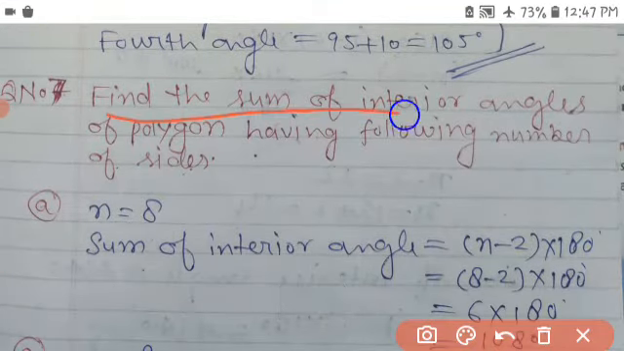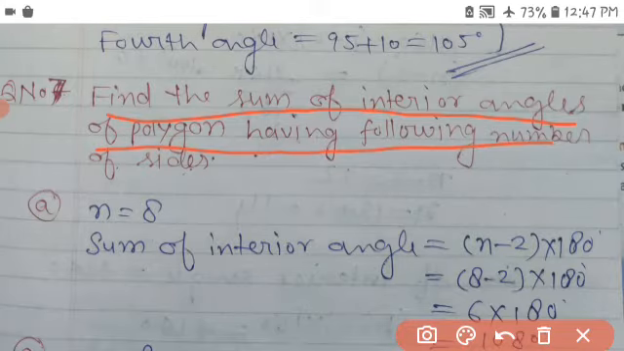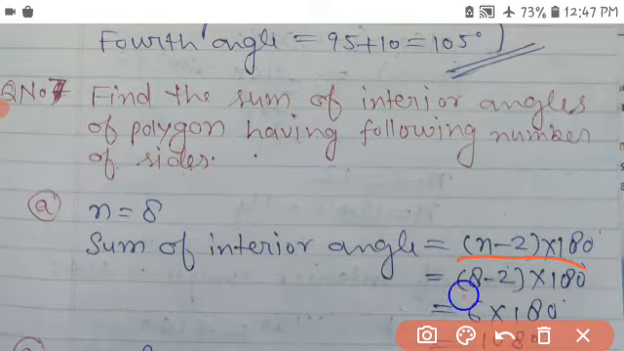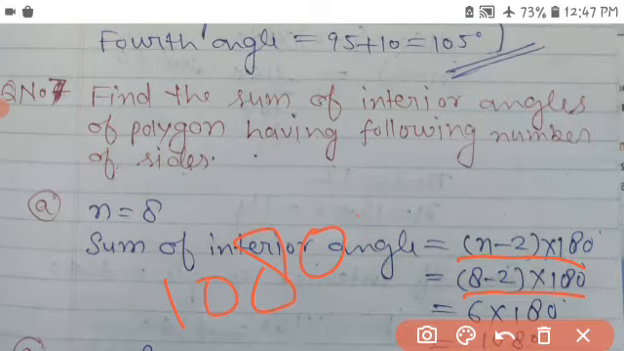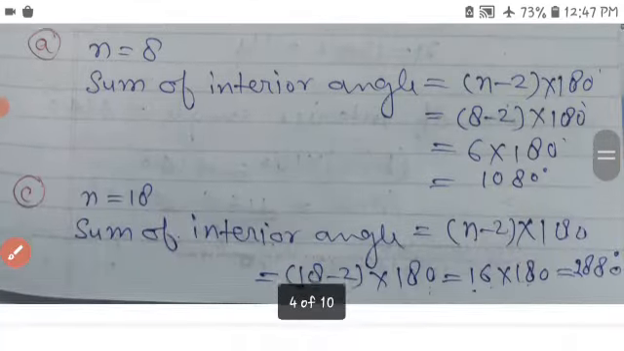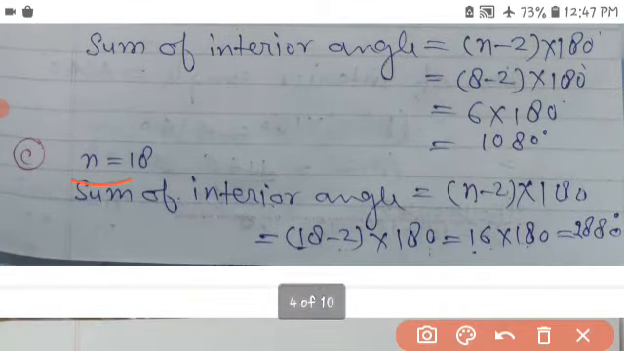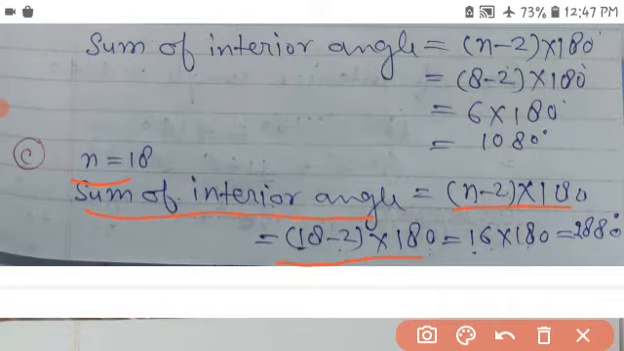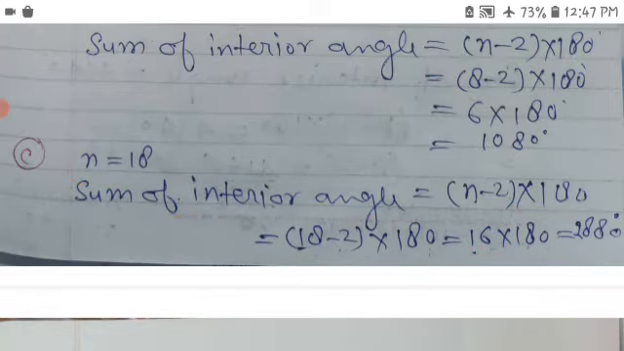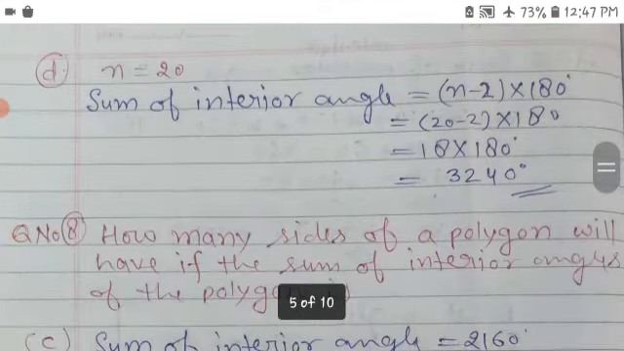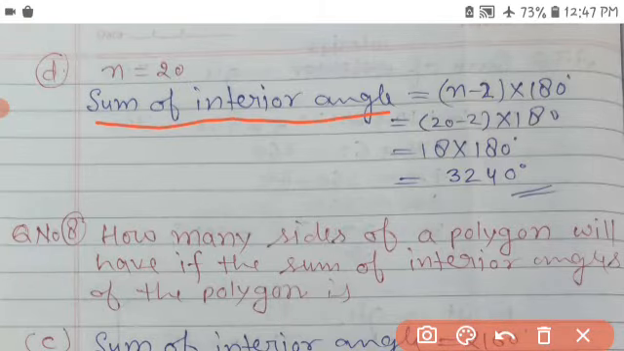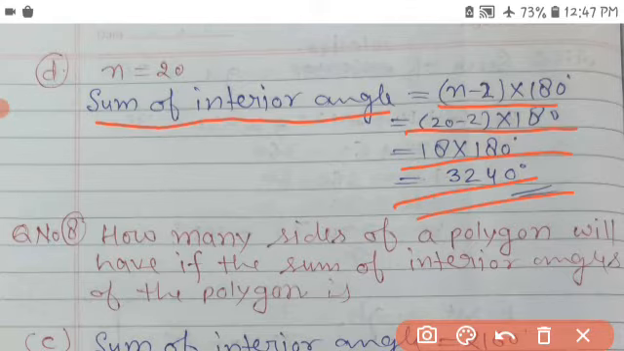Find the sum of the interior angles of a polygon having the following number of sides. N equal to 8: (n minus 2) into 180, 8 minus 2 into 180, 6 into 180 is equal to 1080 degrees. Answer: 1080 degrees. Put n is equal to 18: (n minus 2) into 180, 18 minus 2 into 180, 16 into 180 is equal to 2880. Answer. N is equal to 20: 20 minus 2 into 180, 18 into 180, 3240 is the answer.